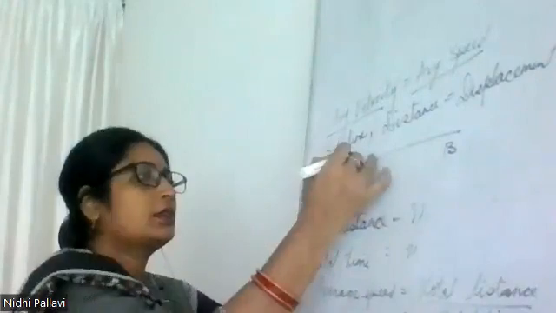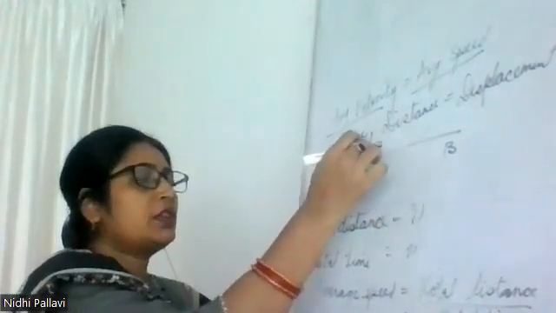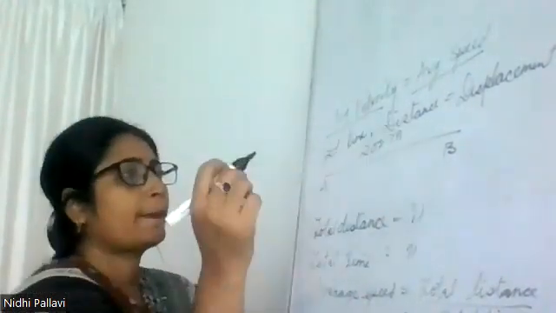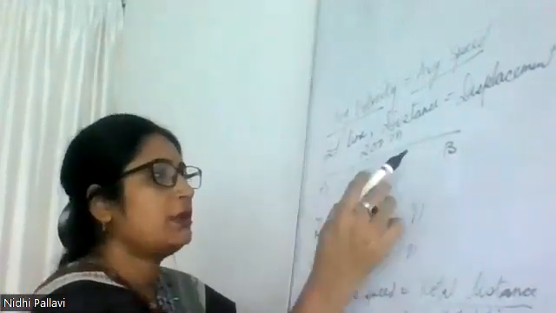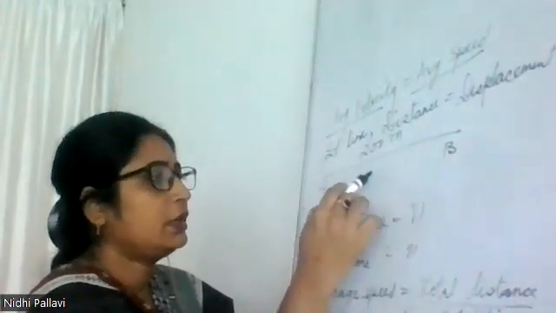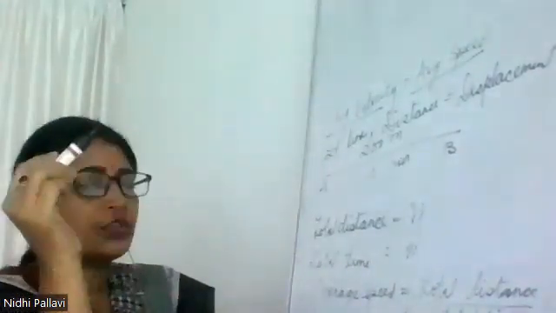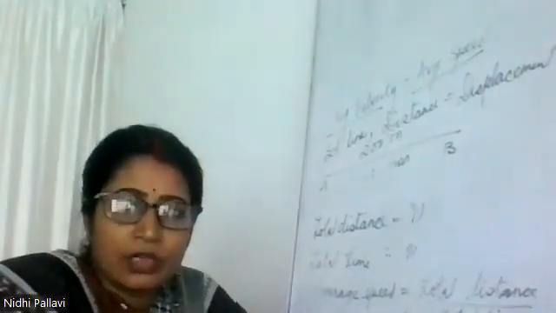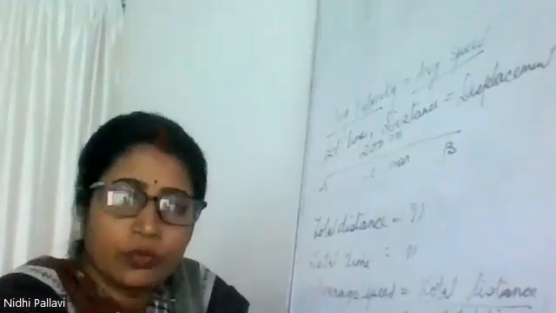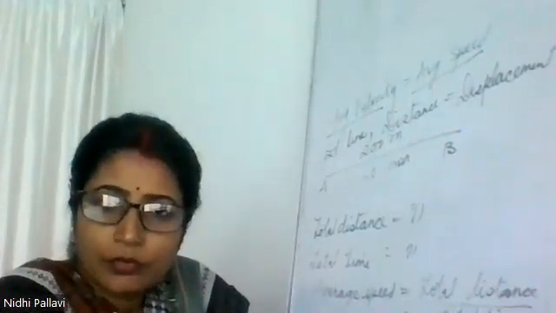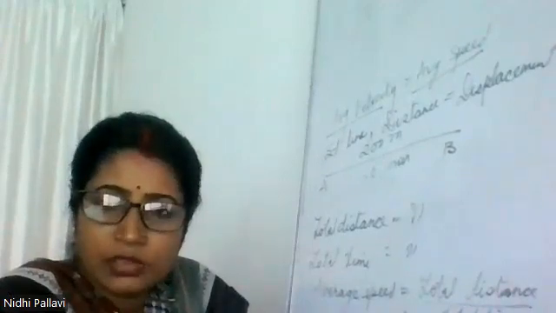For example, suppose I take 200 meters and the time I take is 20 minutes. Now check whether average speed and average velocity are the same or not. Do it quickly.